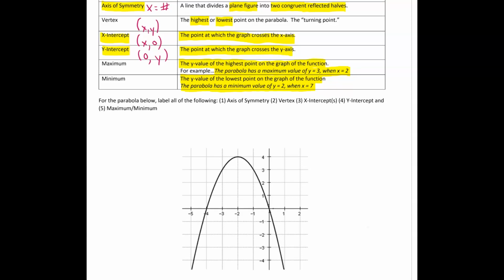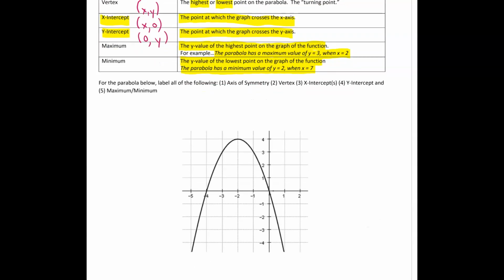So let's go through all those key points in this one particular graph. You're going to be doing this in your Go formative practice. The first thing I want to know is the axis of symmetry. Again, the axis of symmetry just cuts my shape in half so that they are mirror images of each other. So drawing this is my axis of symmetry. And your axis of symmetry is always going to be a vertical line, a line going up and down.